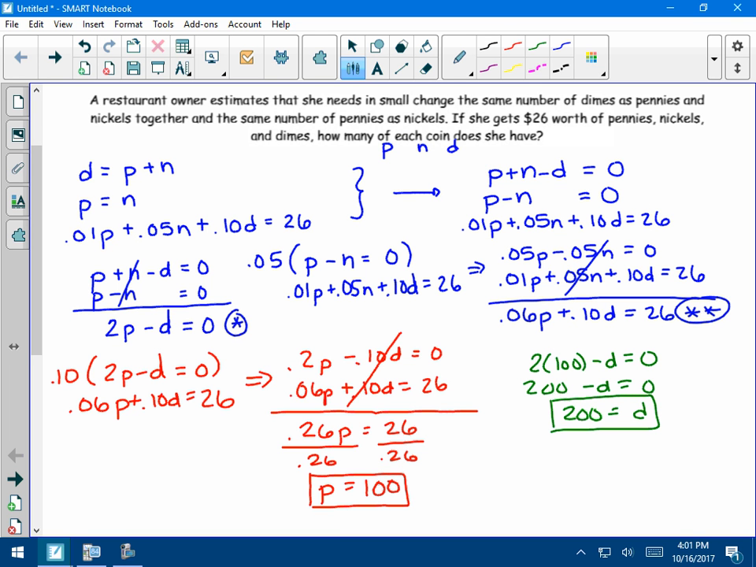And then finally, plug both of those into one of the originals and solve for n. Now technically, I only need n. I can use this equation. 100 minus n equals 0. 100 is going to have to equal n.